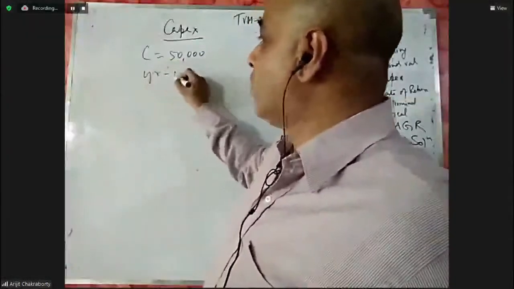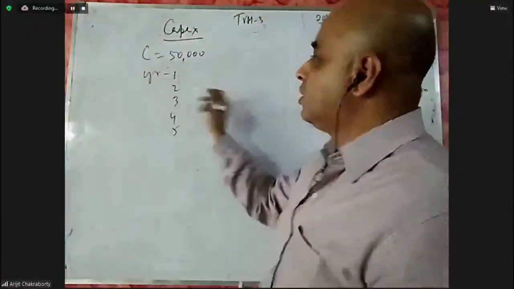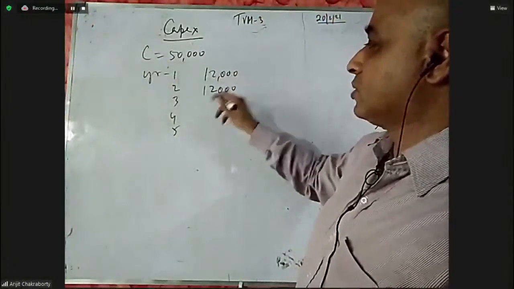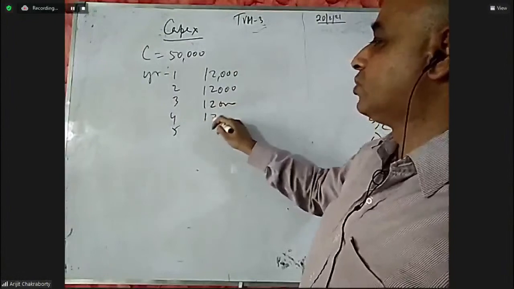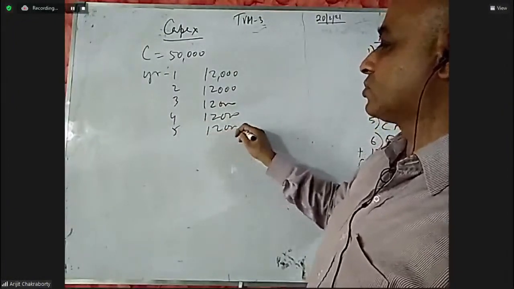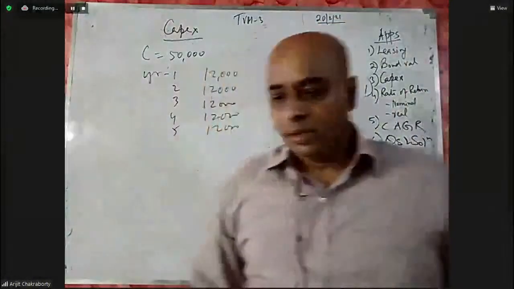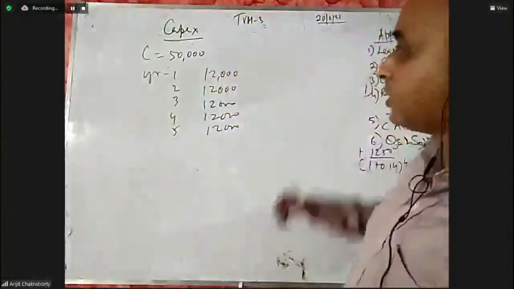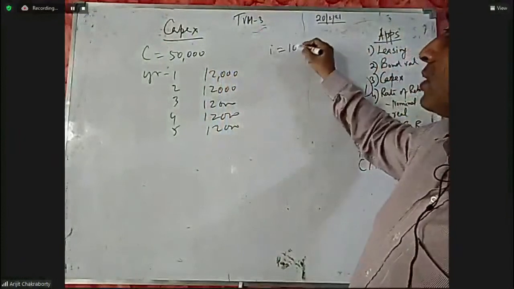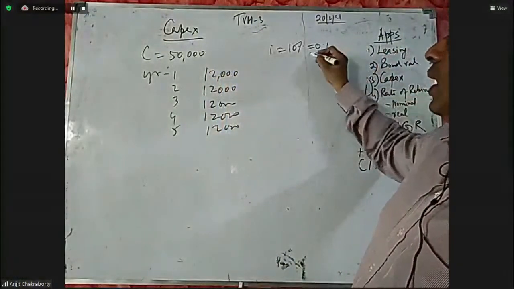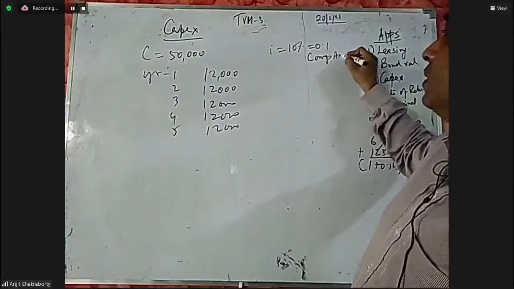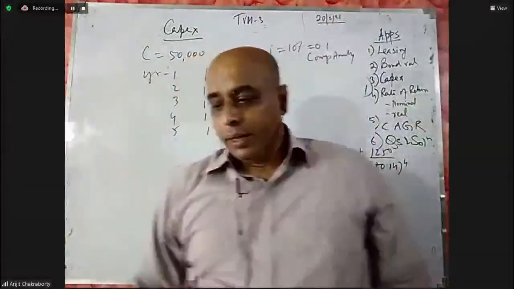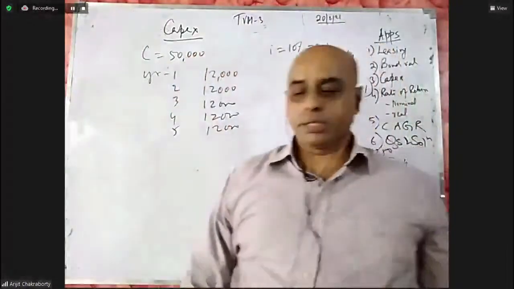So year number 1, 2, 3, 4, 5. First year, it will give you a benefit of 12,000. Second year, again 12,000. Third year, 12,000. Fourth year, 12,000. And fifth year, 12,000. Fine. The interest rate or the borrowing cost is 10%, compounded annually. So the interest is 10%, that means 0.1. And this is compounded annually. Please note that. The question is whether the machine should be purchased or not.